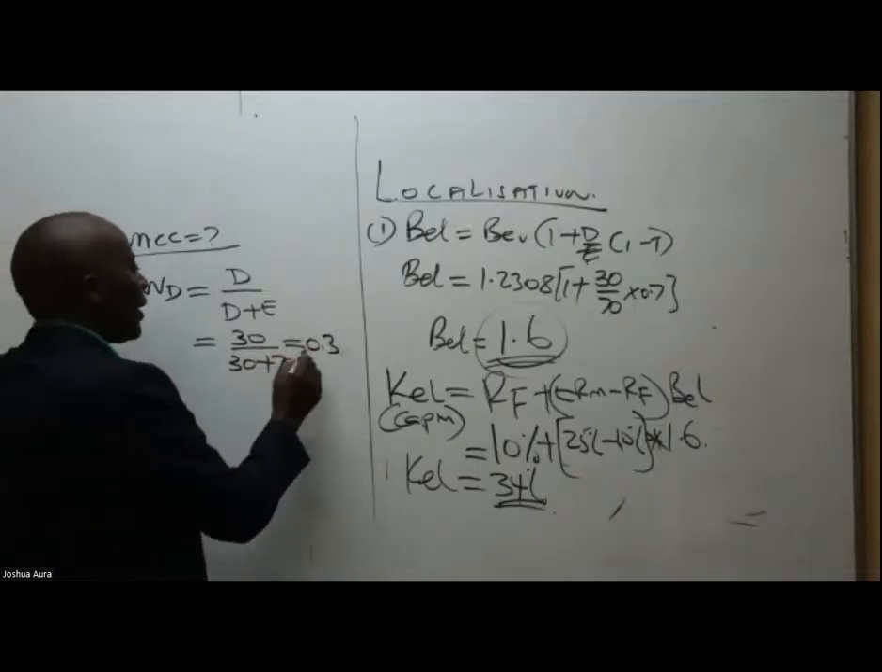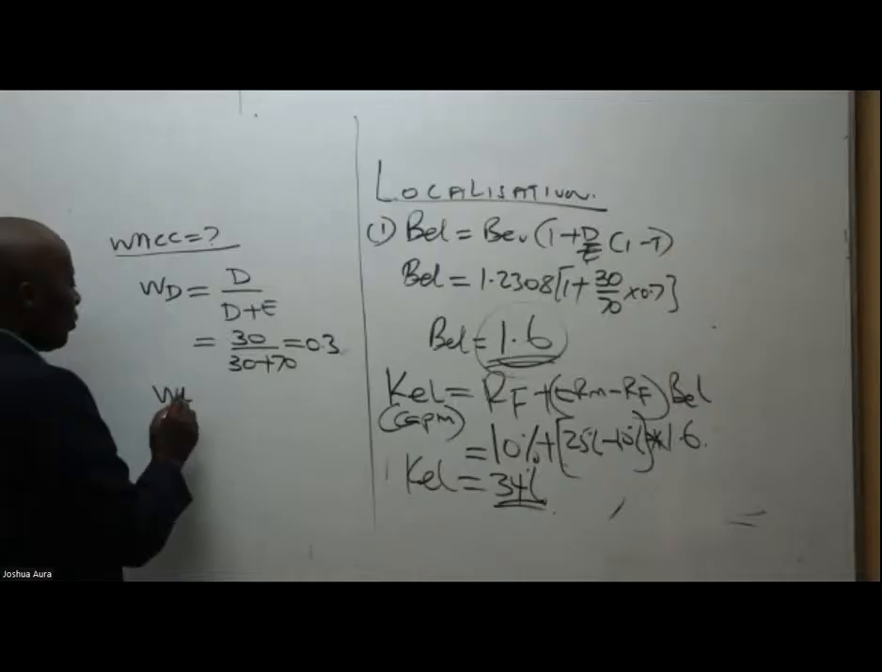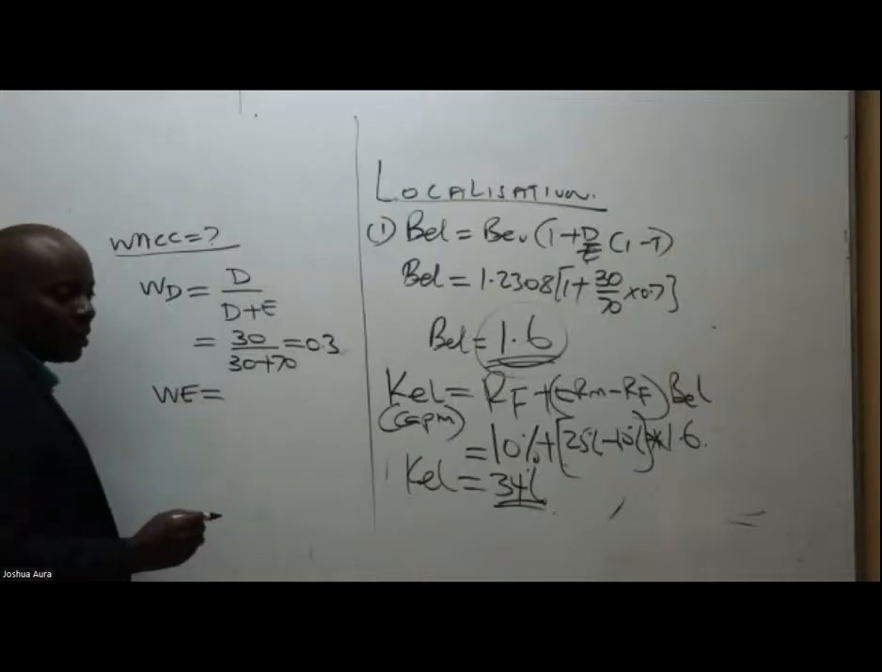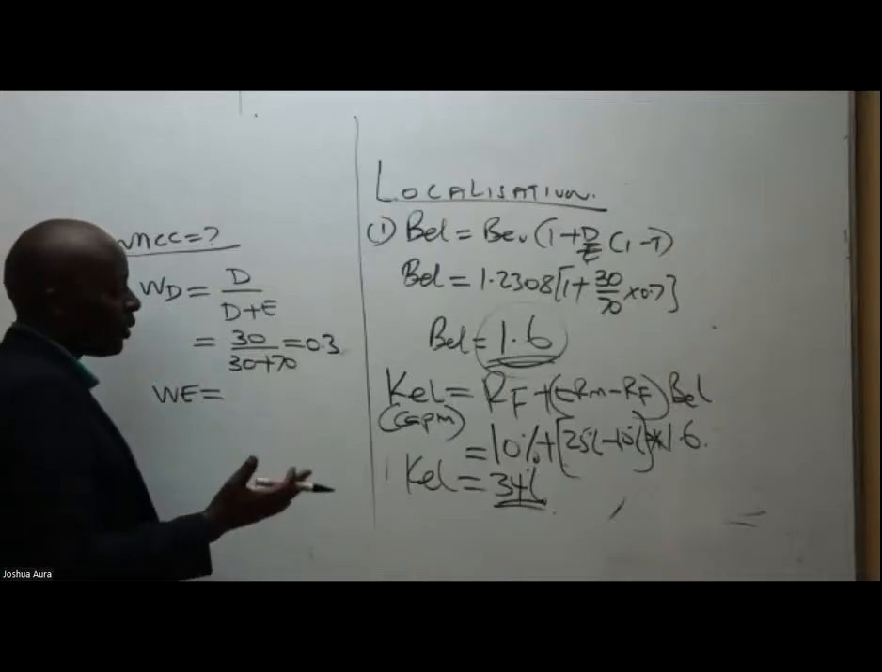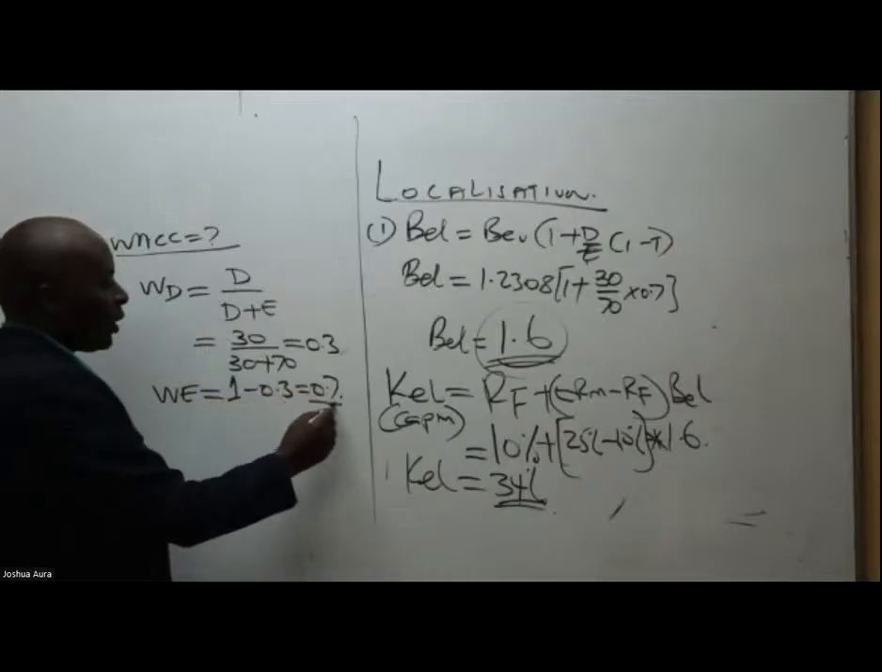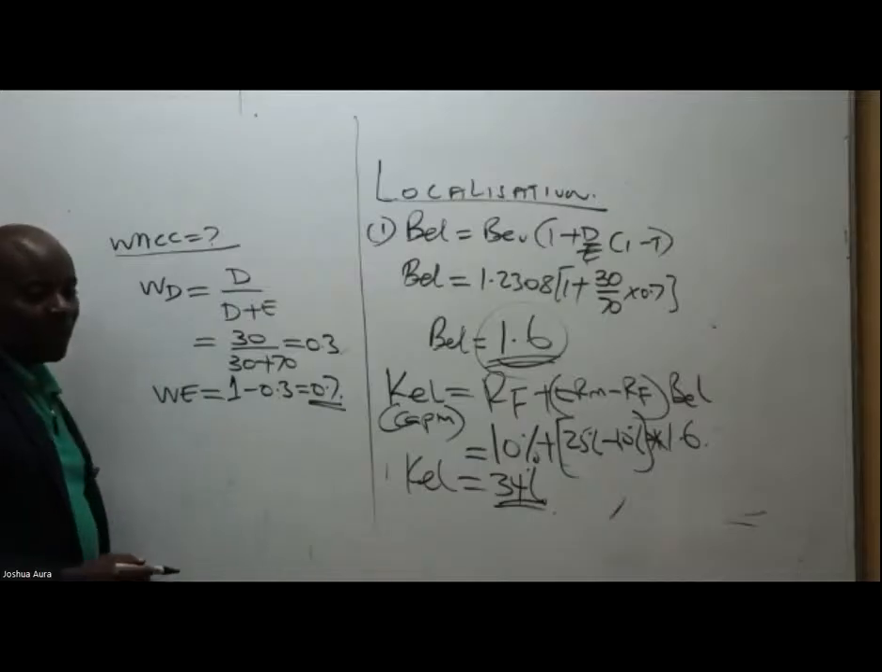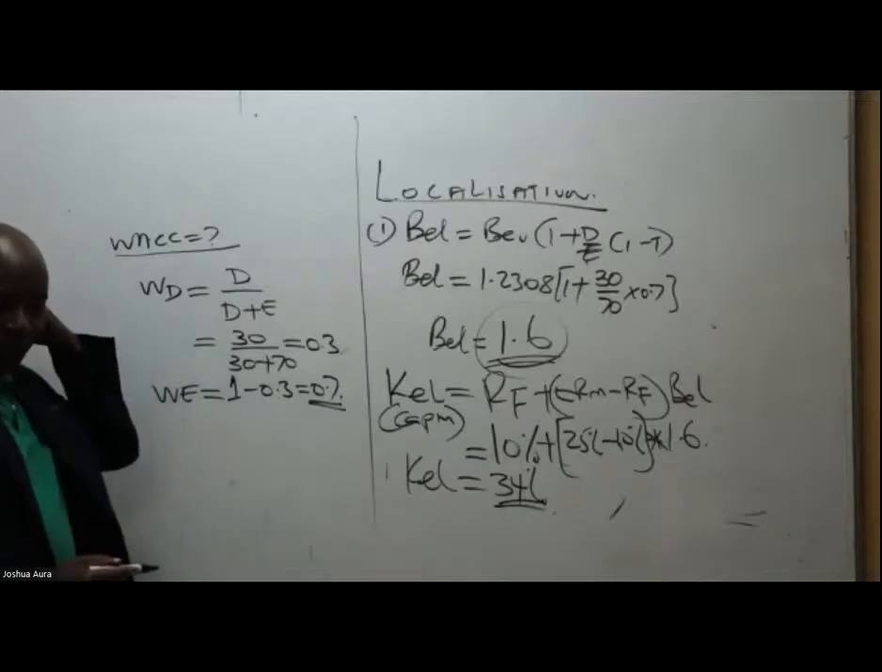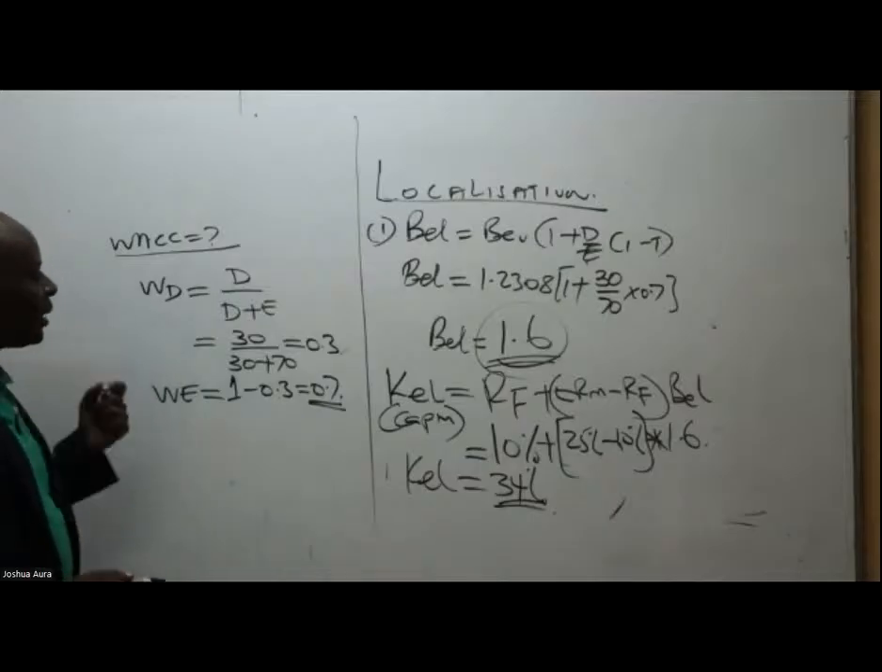And for sure, once I get the weight of debt, getting the weight of equity will not be a big deal. The weight of equity will be 1 minus 0.3, which gives me what here? 0.7, like that.